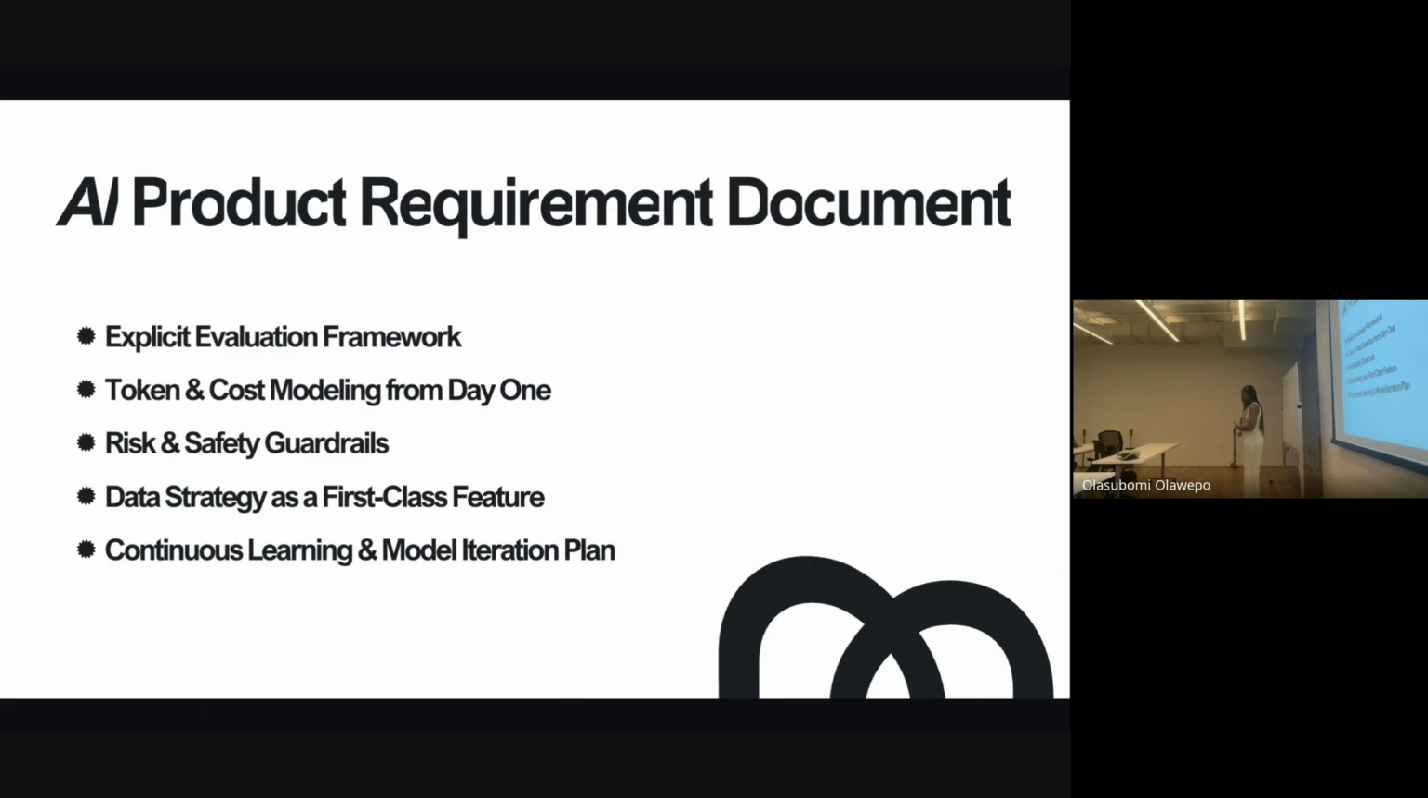Your risk and your safety guardrails. AI is crazy. Everybody wants to know, do you have things in place to secure their data? Do you have things in place to ensure your app is also secure? Data strategy and continuous learning. I will dive into each of these, and I really want you to ask me questions. Don't feel like you have to wait till the end. If you have a question, talk to me.